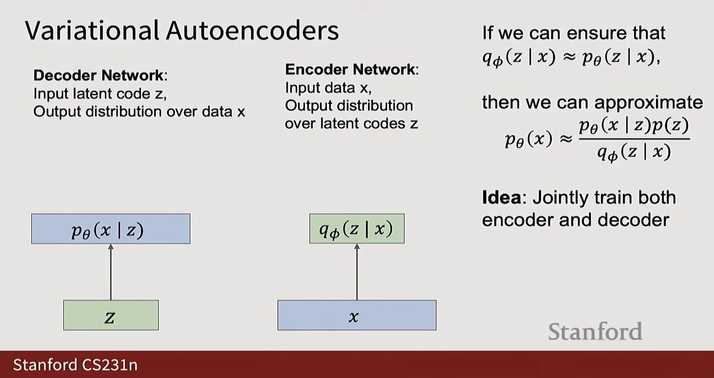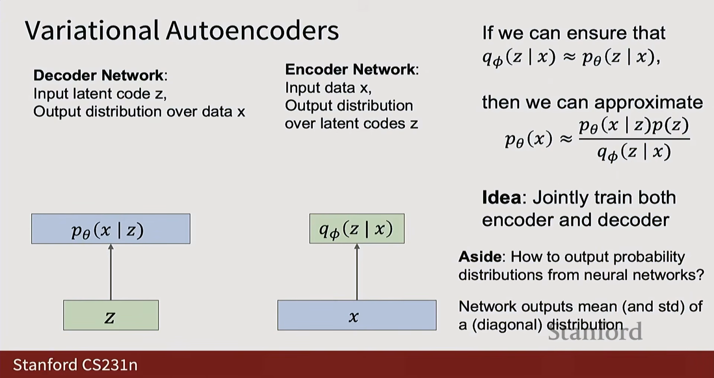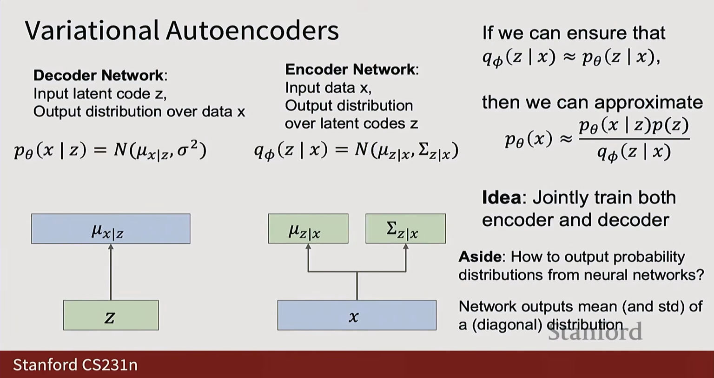There's a question you might have, which is, how can you possibly output a probability distribution from a neural network? That seems confusing and hard and unclear. So the trick here is we're going to actually force everything to be a normal distribution, and we're going to have the neural network output the parameters of the normal distribution.